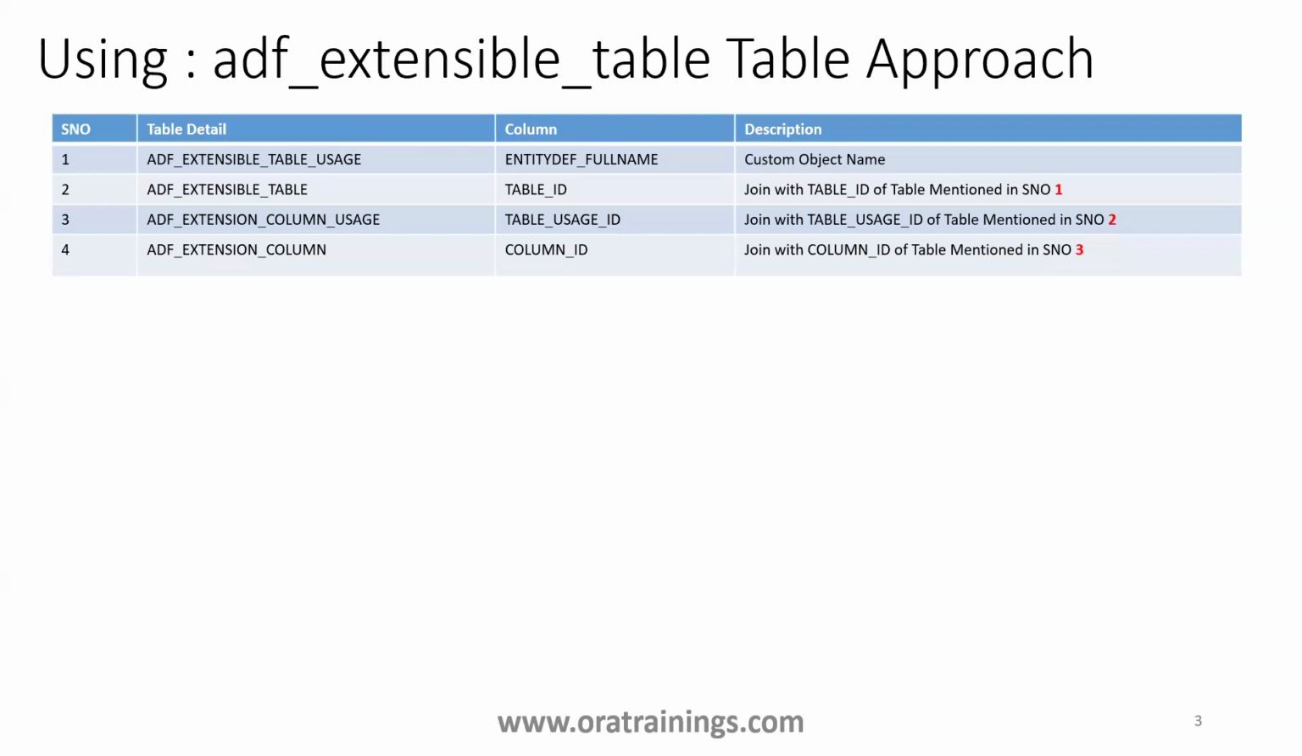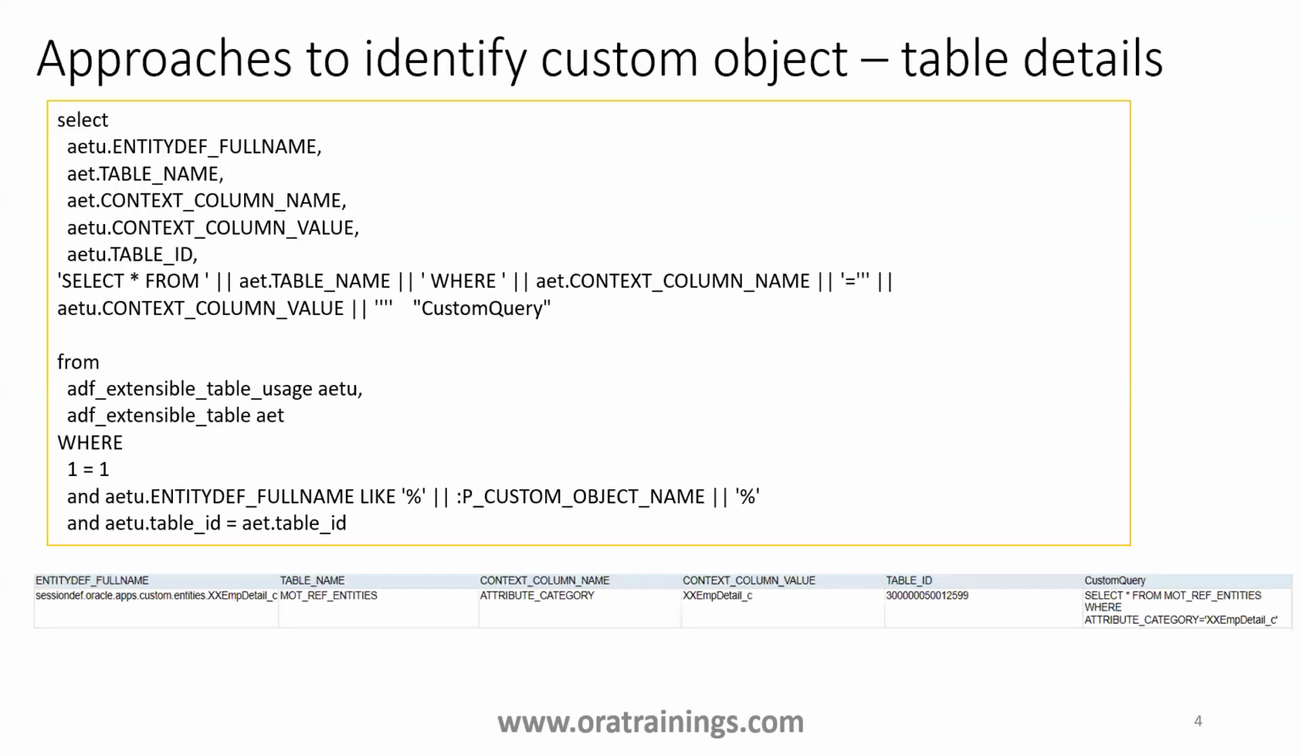We have four tables available for the metadata information about the app composer object. All these four tables are interlinked. One table has the object details, another has some extra information about the table, including table ID details, and another has the column as well as column data type information. We'll show you one example here.